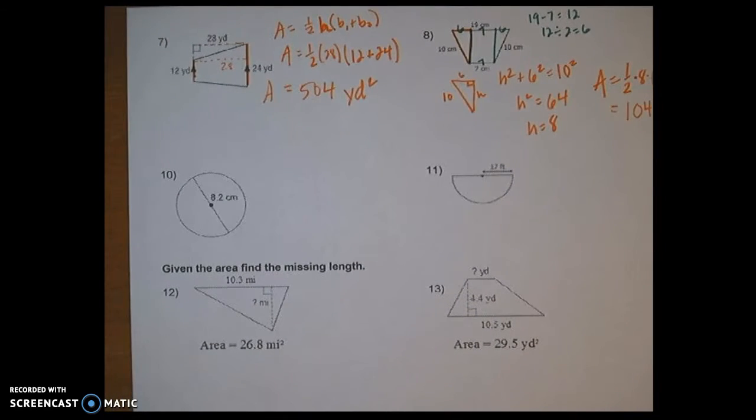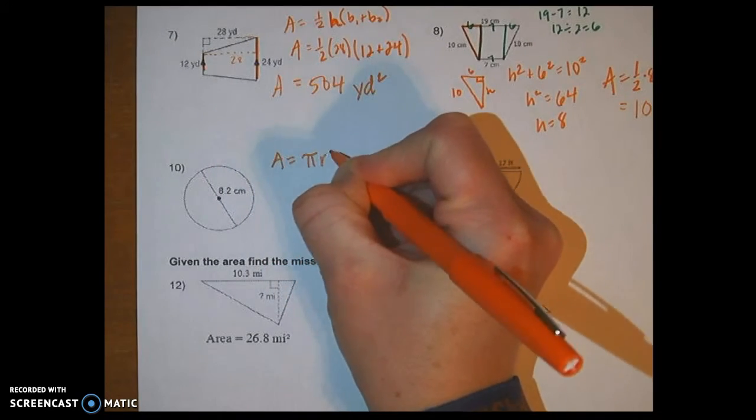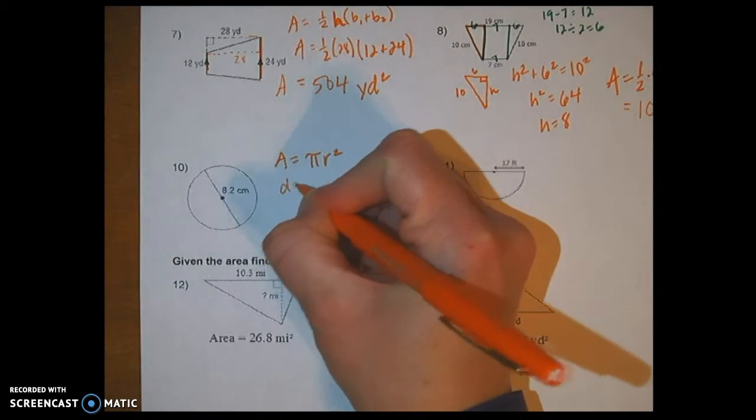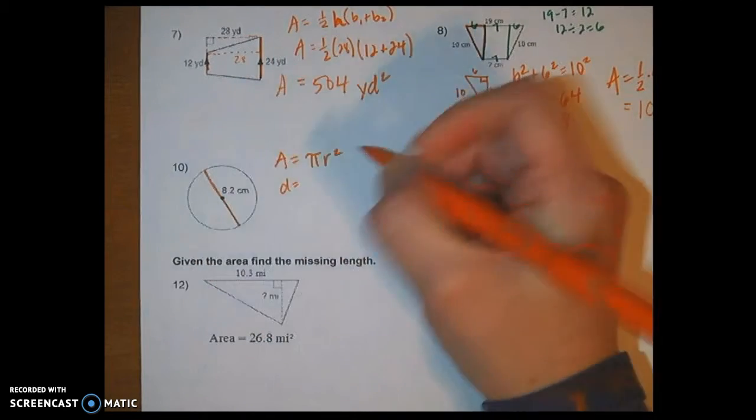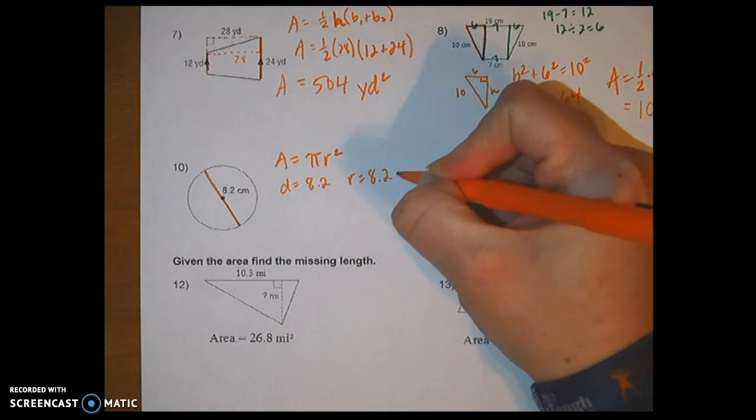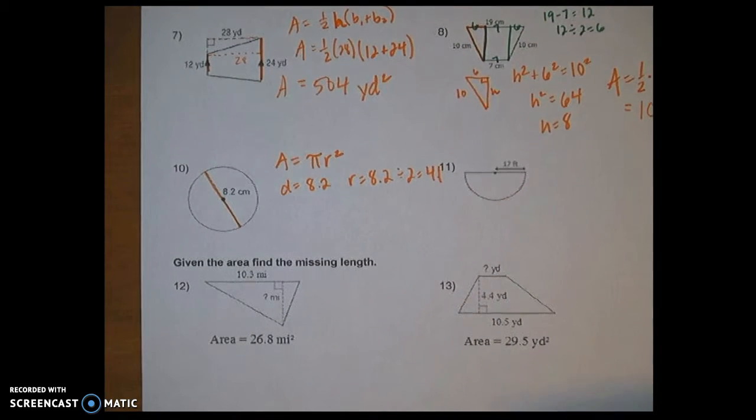Moving on to number 10. Number 10 is a circle, so remember the area of a circle is always pi r squared. Notice that we are given the diameter, the distance all the way across, which is 8.2. To find the radius, I'm just going to take that 8.2 divided by 2, and the radius is 4.1.